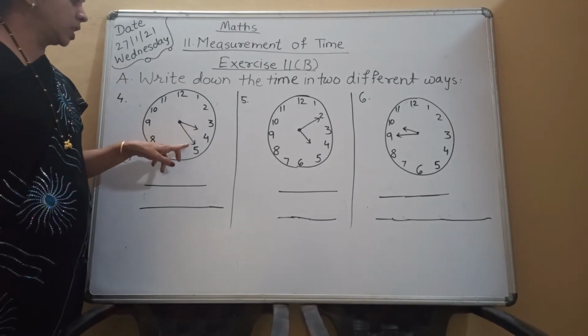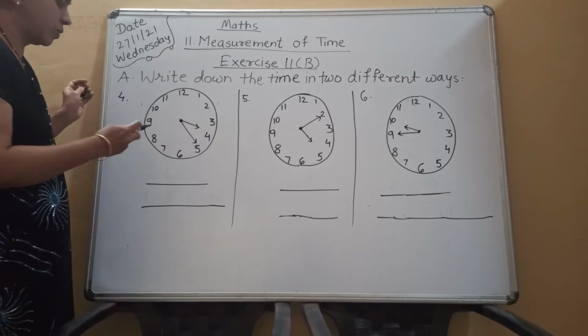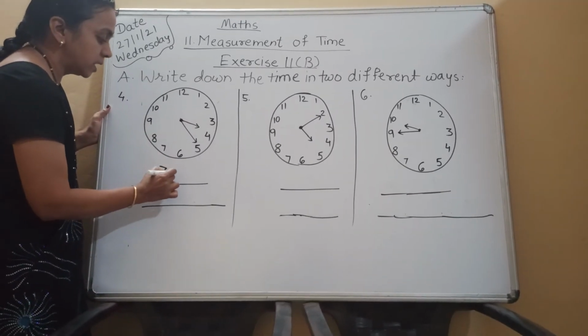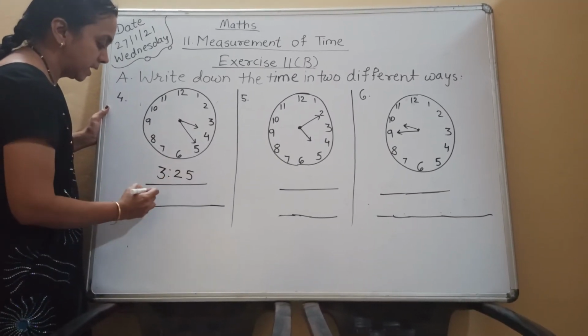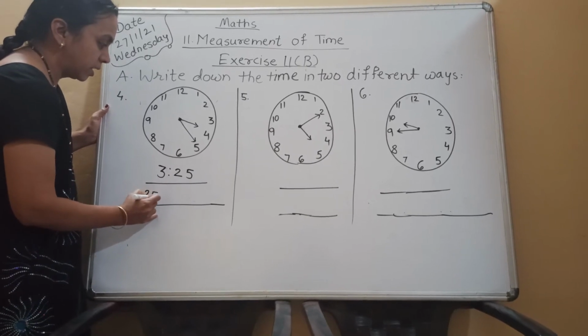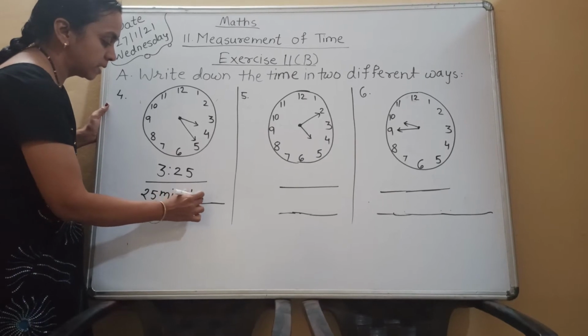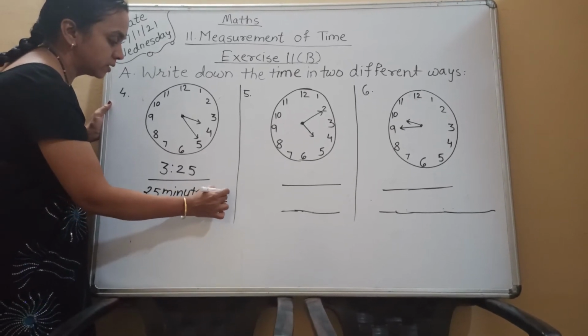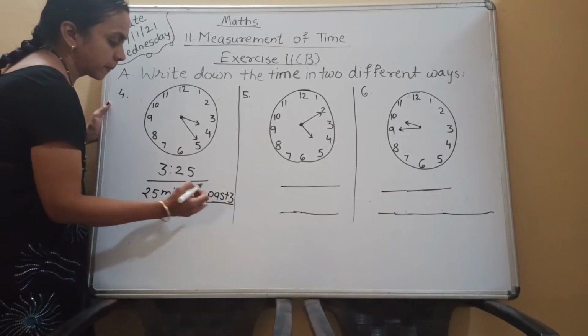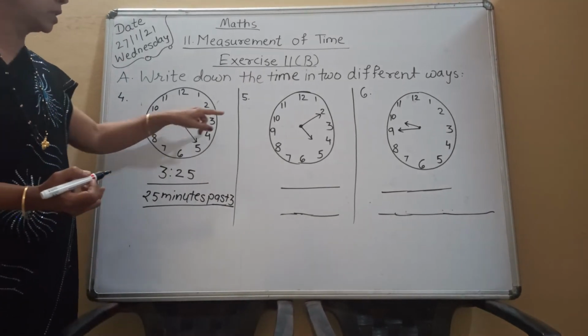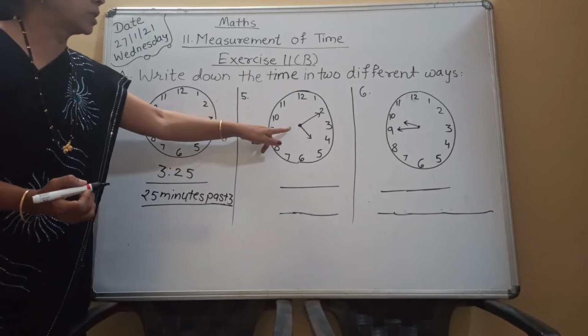It is 3:25. So we will write like this 3:25, and here we can write 25 minutes past 3. Like this you have to write down. Now see next example. What time is it?